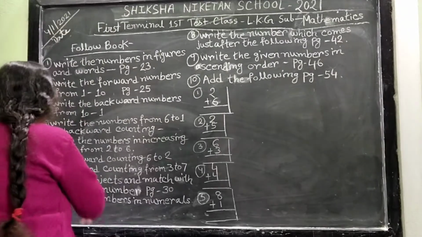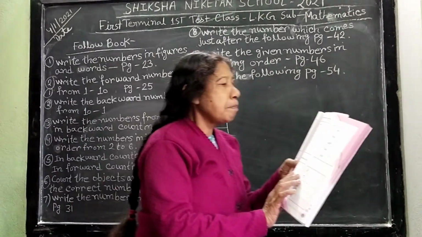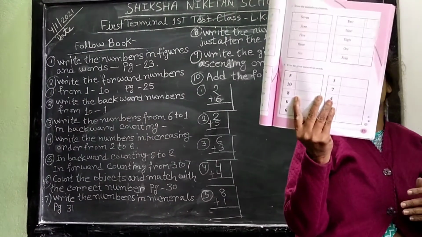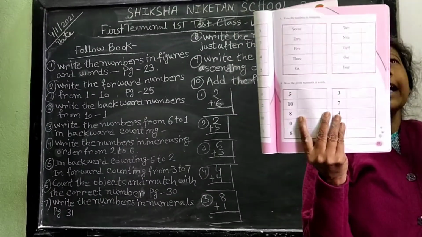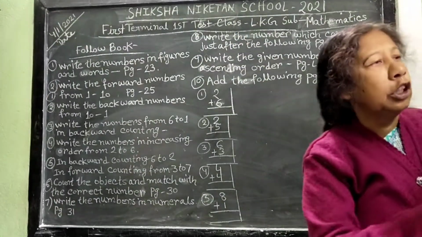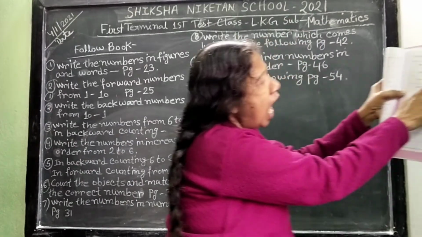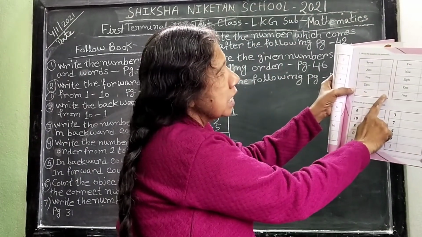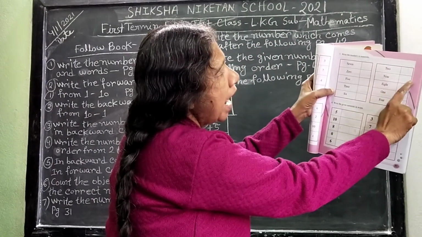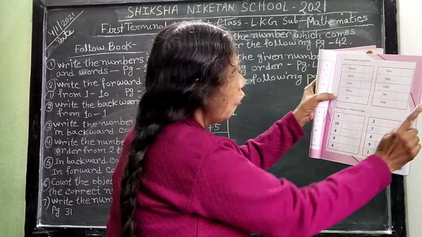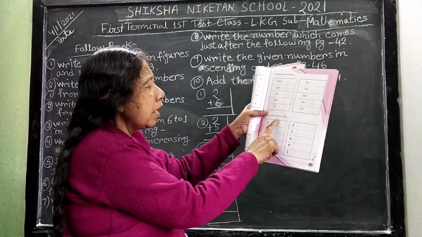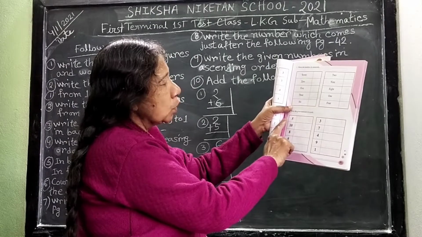Page number 31, write the numbers in numerals. 7, I write 7. Numbers: 7, 0, 5, 3, 6, 2, 9, 8, 1, 4. Write the given numerals in words.